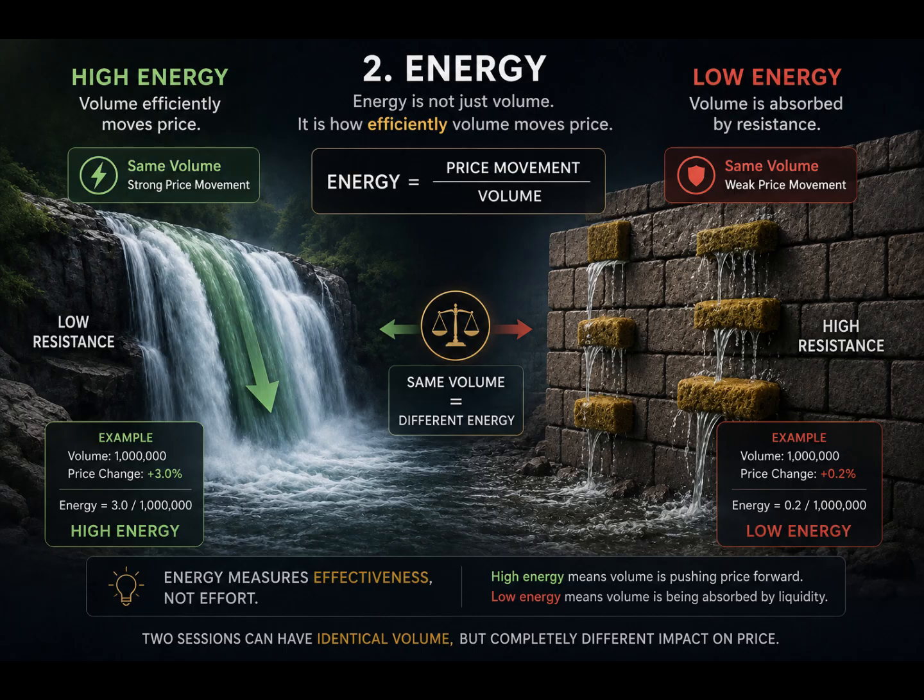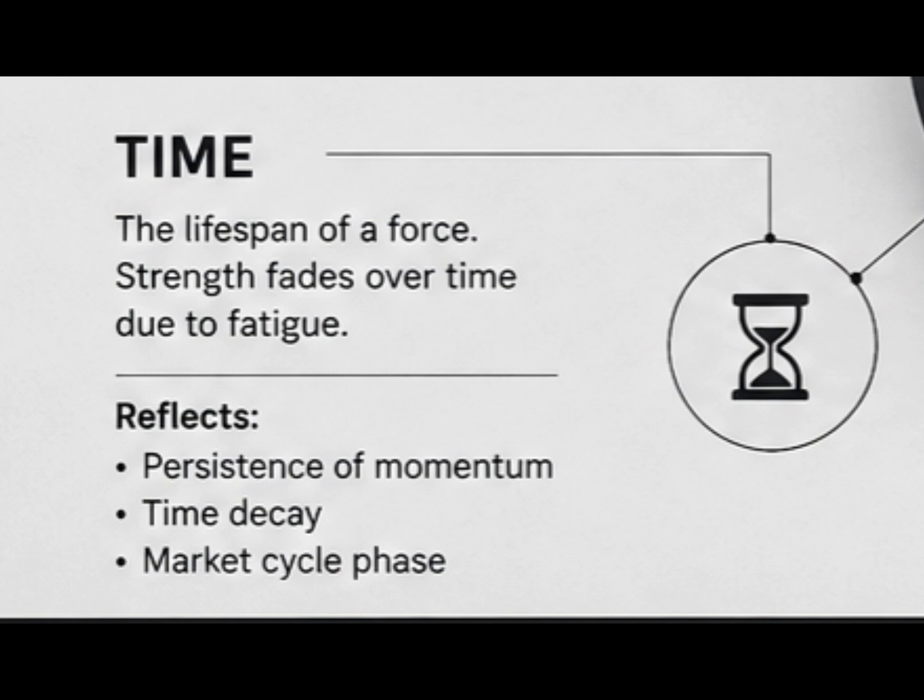Example: suppose 2 trading sessions have identical volume. During one session, price rises by 3%. During the other, price rises only 0.2%. In the first case, energy is high. In the second, most of the effort was absorbed by opposing liquidity. Energy is low.